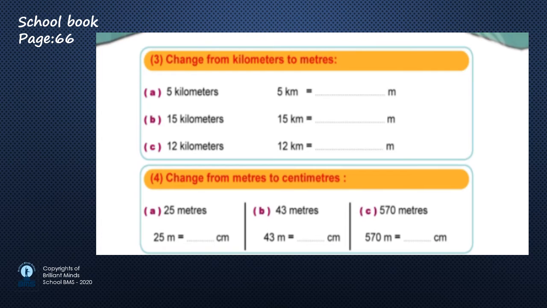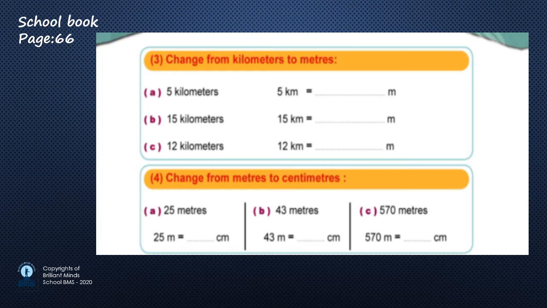Okay, my dears, go to your book, page 66. We're going to answer question number 3 and question number 4. Number 3, change from kilometer to meter. From kilometer to meter, multiply or divide? Multiply. How much? 1000. That means we drop 3 zeros, plus any zeros we have in the question.